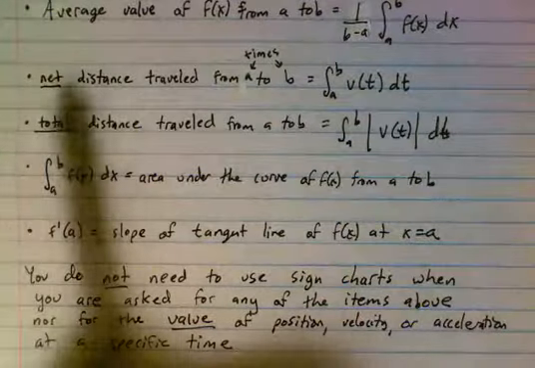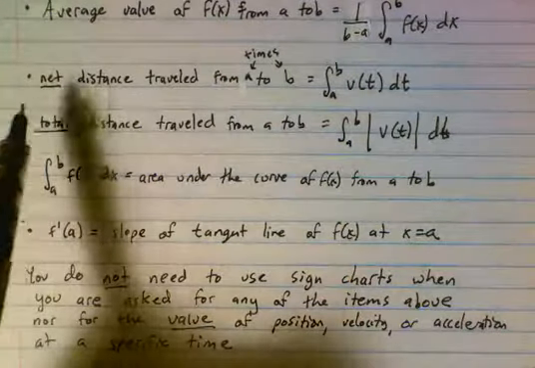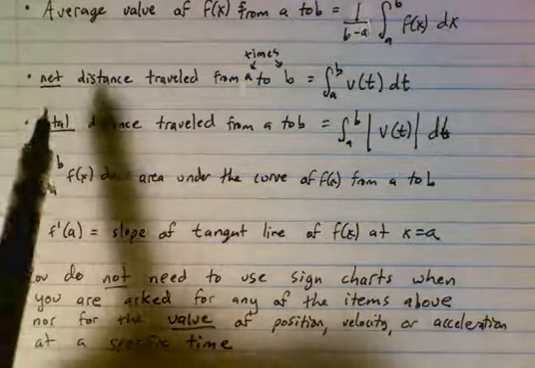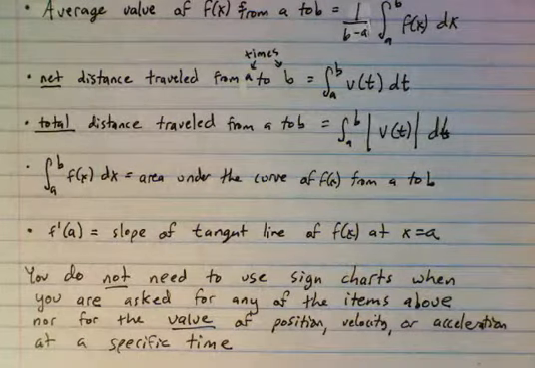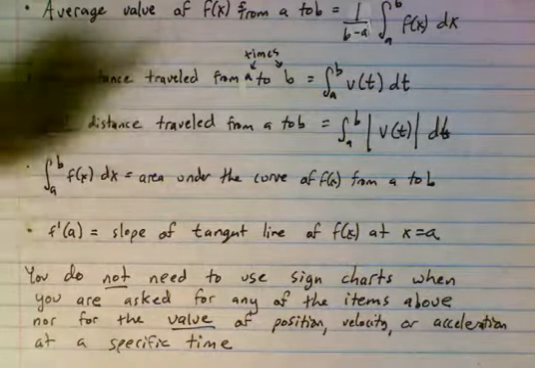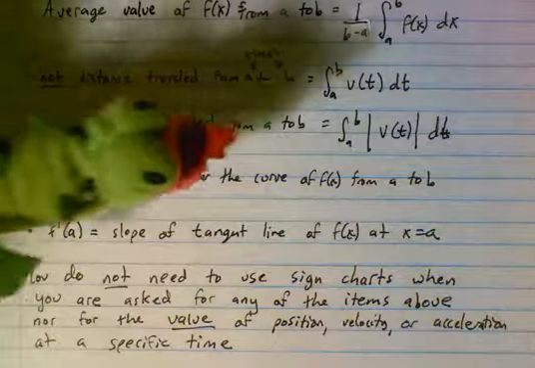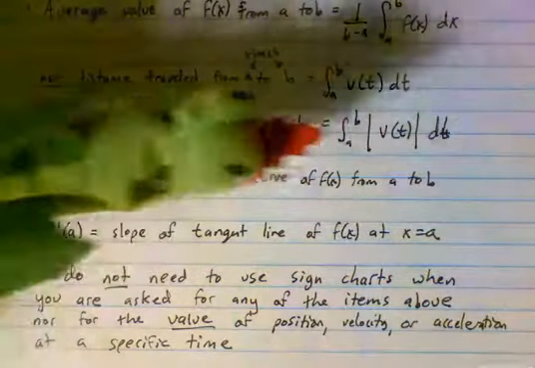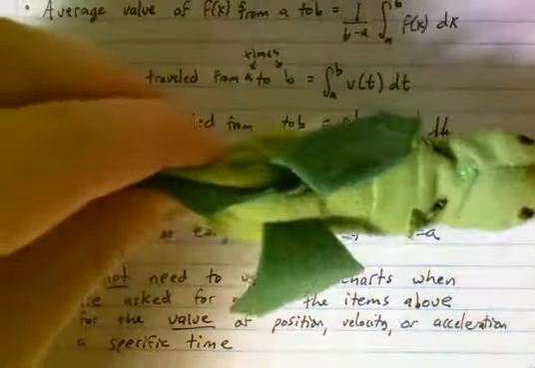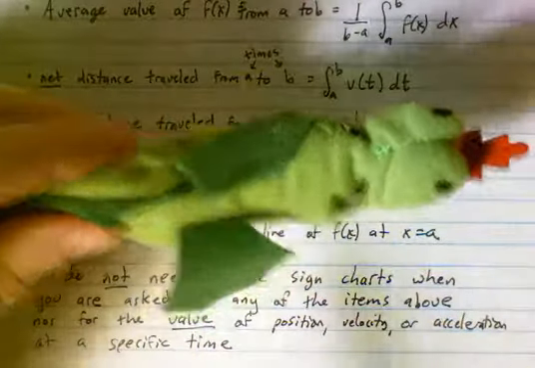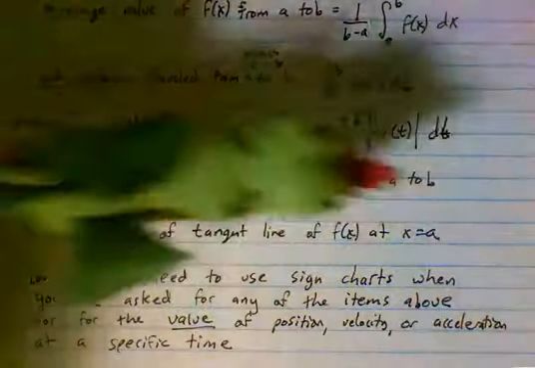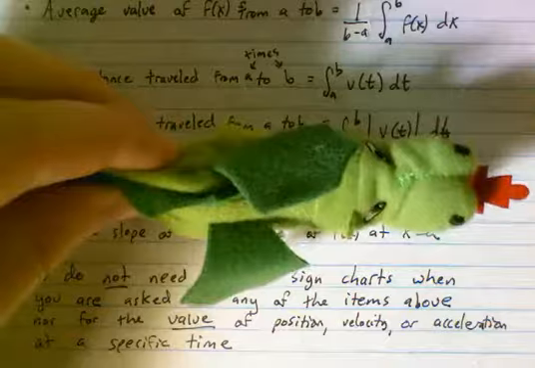In these problems, you're going to be asked sometimes for the net distance traveled from A to B, so that just means that if, let's say the little dragon starts right here and then goes over there and then comes back over here and then goes over there again, then the net distance traveled is from where it started, way back over here, right to where it ended.